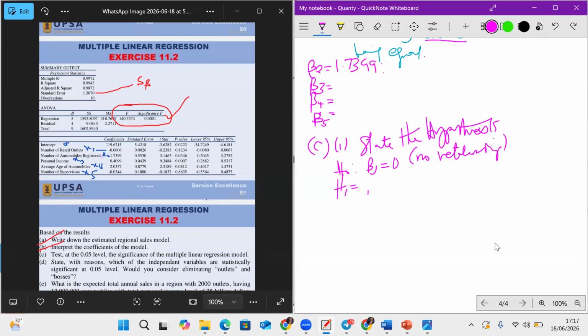H1 is the alternative. When I use Bj, I'm referring to the whole model. Bj is not equal to 0, meaning there is a relationship. In other words, Bj equal to 0 I'll say insignificant. Use insignificant rather than no relationship.